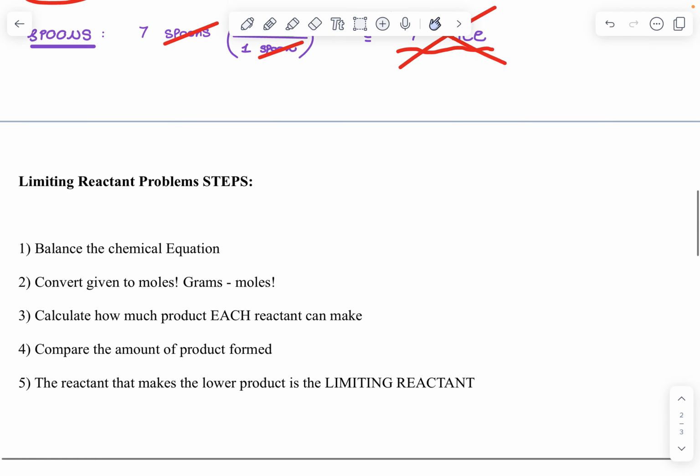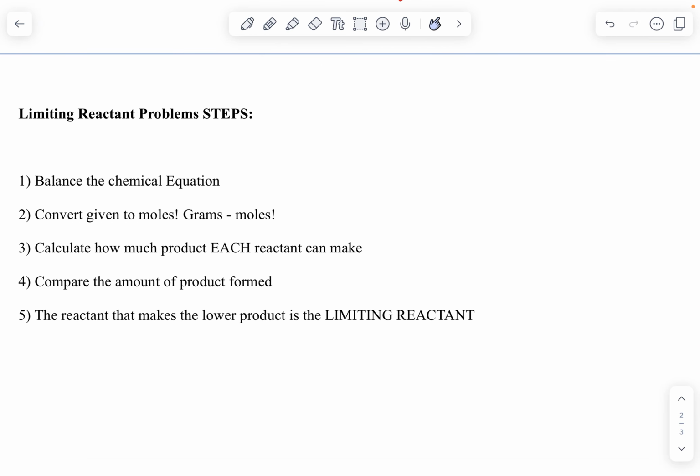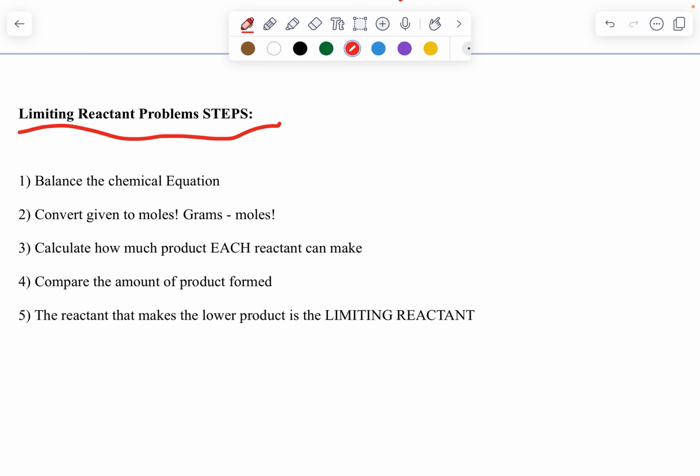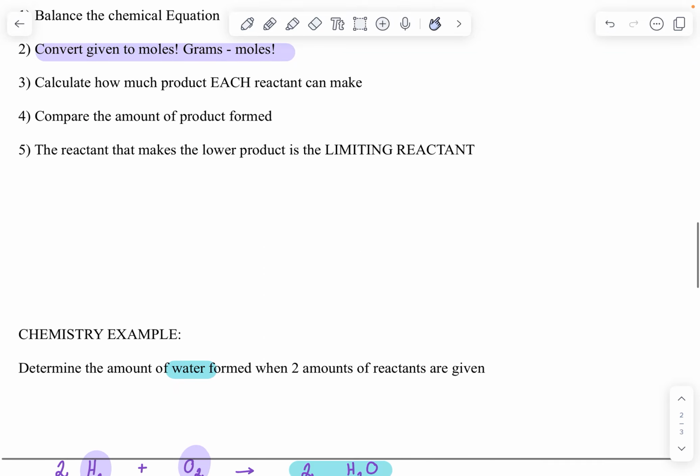Now let's go to a chemistry example. And as I mentioned, these steps are going to be more relevant in the chemistry problems, and especially this step right here, convert given to moles. Given to moles. Everything you want in moles. That is what you need for every chemistry problem regarding limiting reactants.